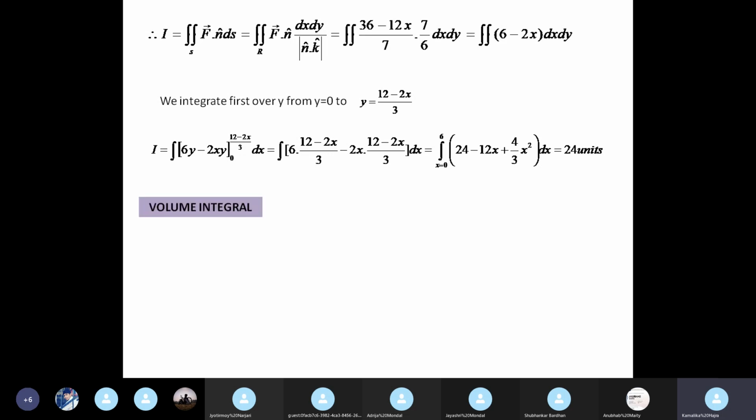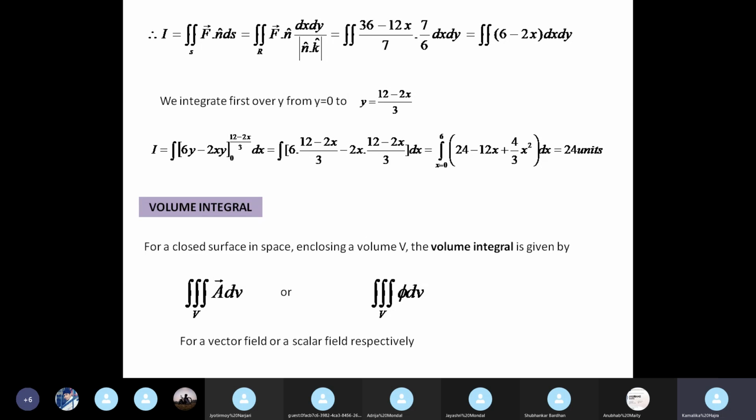All right, I will not go very deep into volume integrals because you just need to know that for a volume integral, you have to understand that a closed surface is necessary. So for a closed surface in space which encloses a volume V, the volume integral is given by this sign, three integration signs A dV, or three integration signs phi dV for a vector field or a scalar field respectively. So you can perform the volume integration for a vector field or for a scalar field.